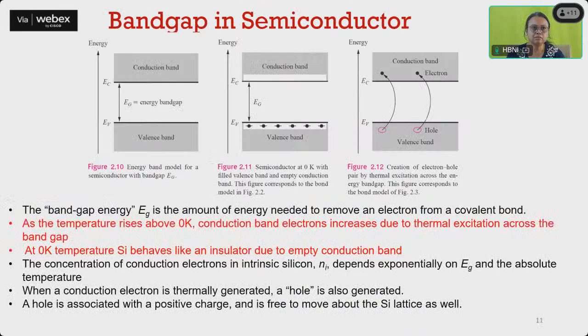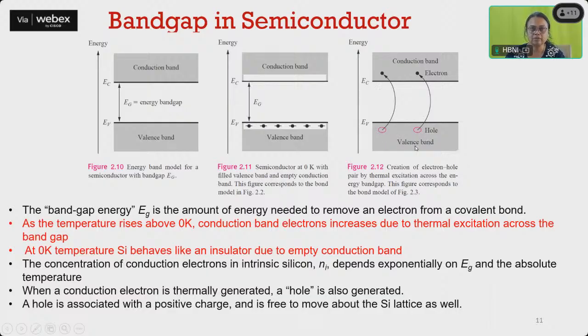Depending on this, we have got the band structure: the conduction band, the valency band, and this energy band gap. Now at 0 Kelvin, what happens? The valency band is full, so electrons are there in the valency band and the conduction band is empty. Then as the temperature increases, we have electron-hole pair creation by thermal excitation. So the electron will jump.